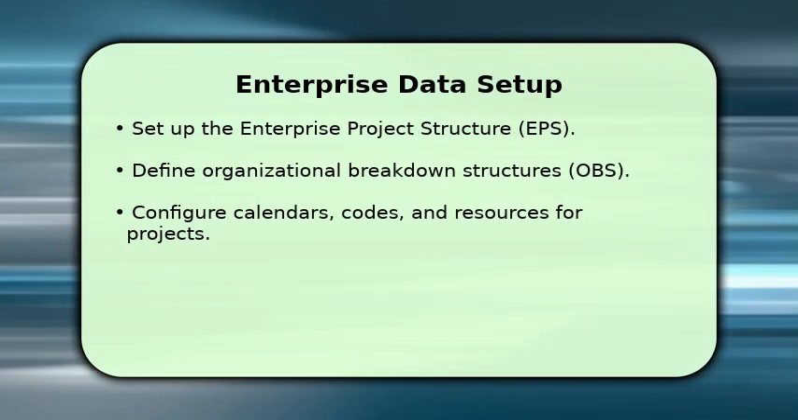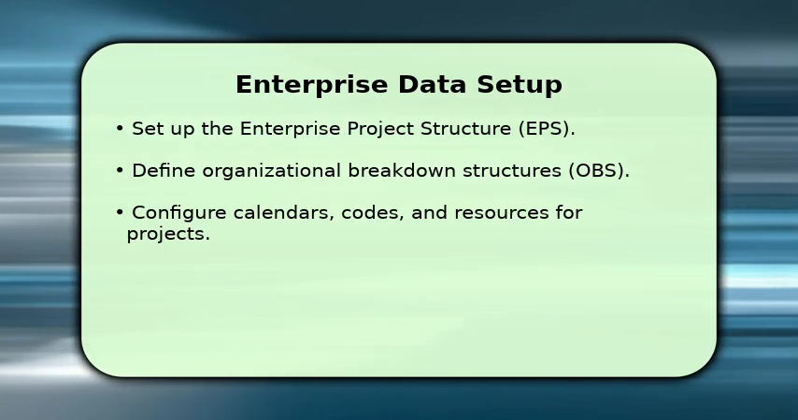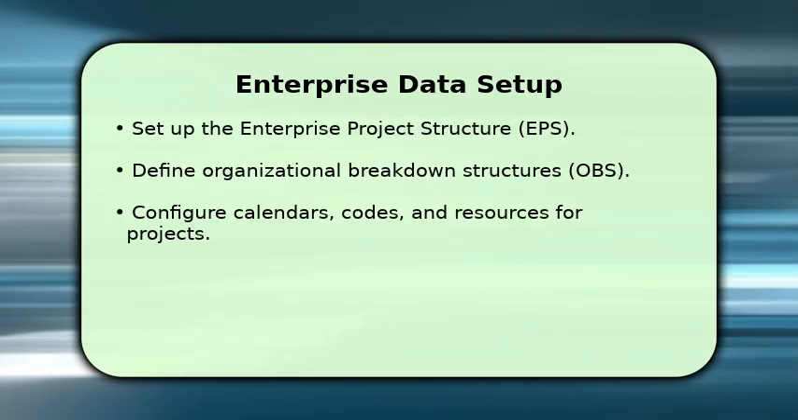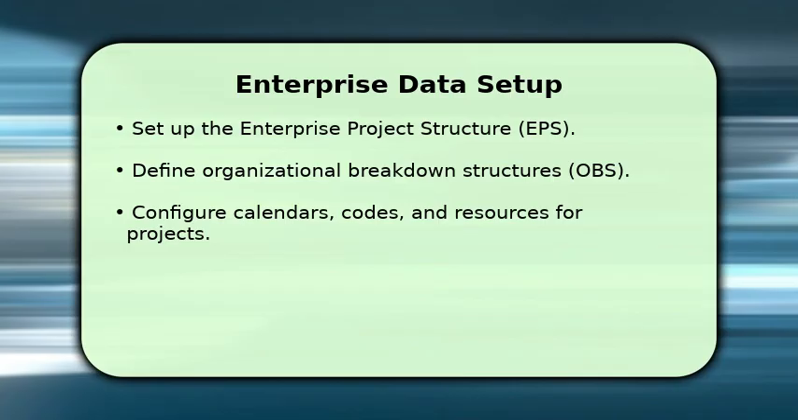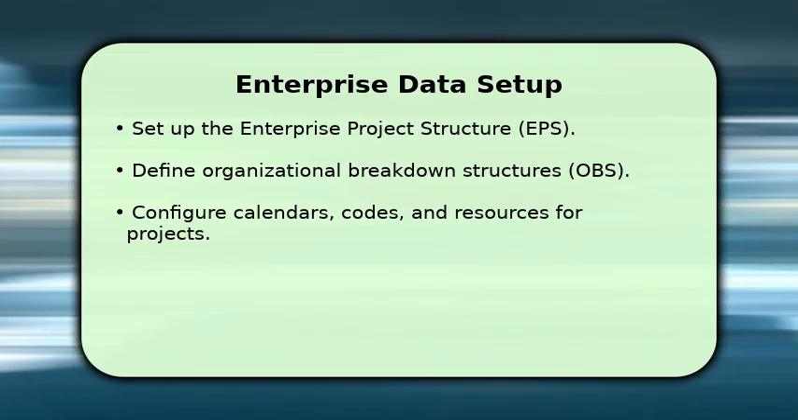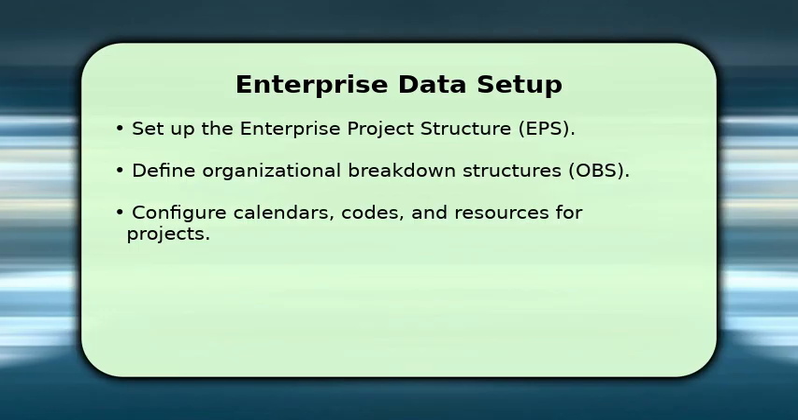Now, let's move to setting up your enterprise data. Begin by establishing the Enterprise Project Structure, or EPS, which organizes all your projects. Next, define your organizational breakdown structures, or OBS, to represent your company's hierarchy. It's also essential to configure project calendars, activity codes, and resource pools. These elements are fundamental for accurate project planning, scheduling, and resource allocation across your entire organization.